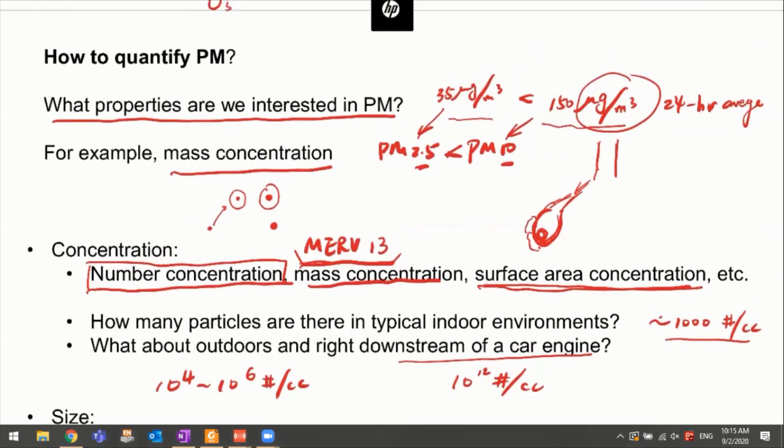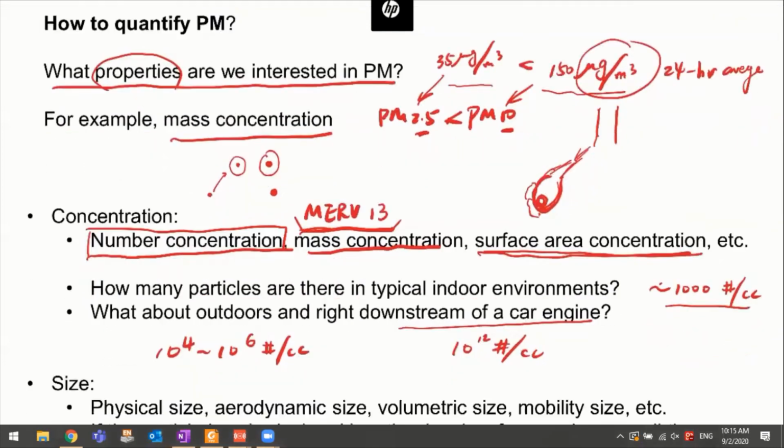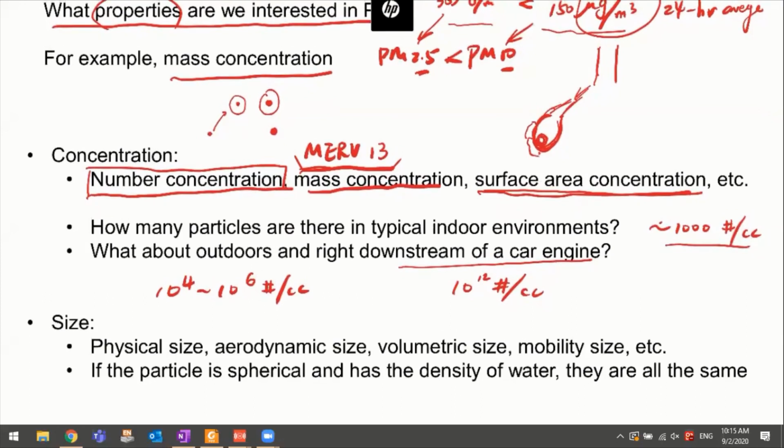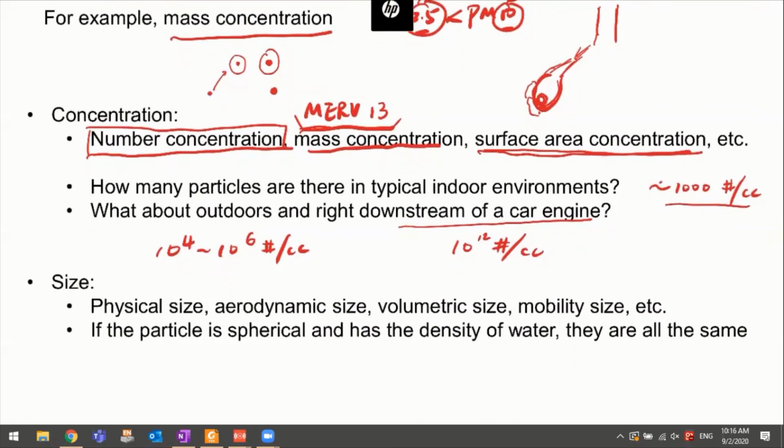So concentration is one aspect of the property we're interested in, and another aspect is the size. This is also very important. You can see that directly from the definition of PM 2.5 or PM 10. The 2.5 and 10 are the particle sizes, mainly because particles with different sizes show different health impacts. Specifically, the 2.5 and 10 are in micrometers. So 1 micrometer is 10 to the -6 of a meter, right?